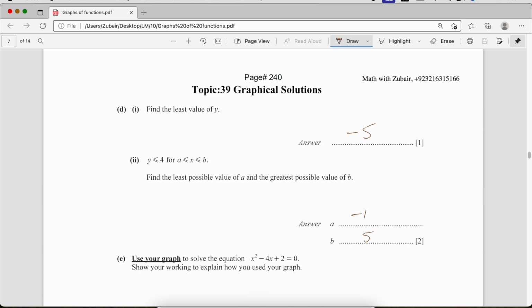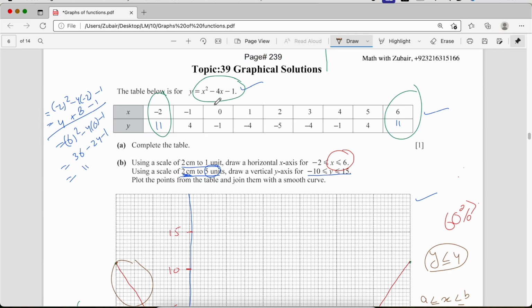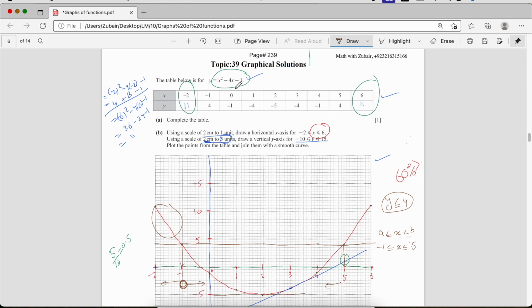E part says use your graph to solve the equation x square minus 4x plus 2. Before I do anything, I need to see if this is the same equation or changed. X square minus 4x plus 2. That's x square minus 4x minus 1. See, the equation has been changed. So how am I going to use the same graph for a different equation?